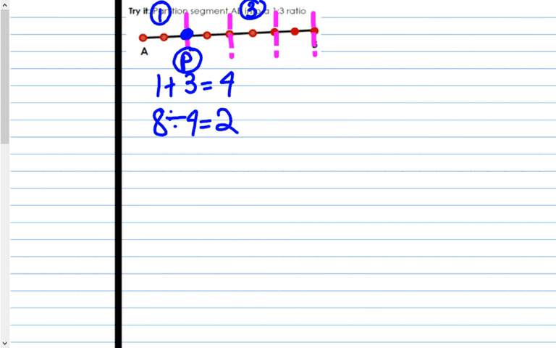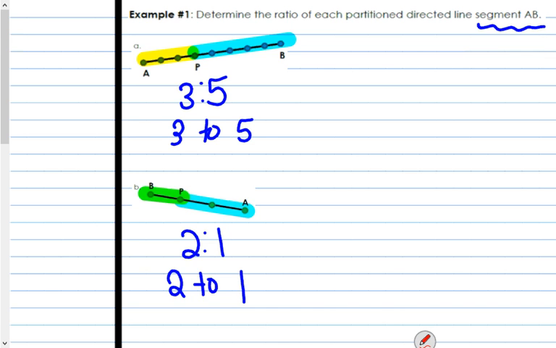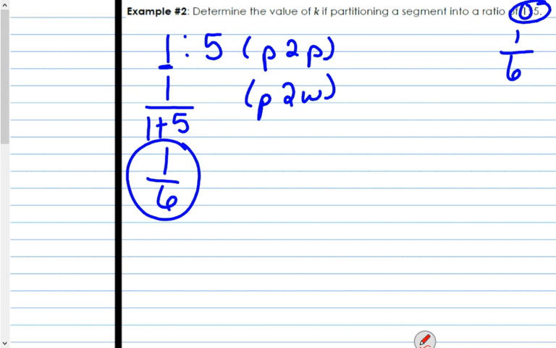As a quick recap, ratio is part to part, whereas scale factor is part to whole. If you're given the ratio, you can find the scale factor, such as here we divided up into a ratio, but here we divided the line into a scale factor. 3 parts over 8, because 3 plus 5 is 8. And then here they gave us a ratio of 1:5, and we wrote the scale factor of 1/6, because 1 plus 5 is 6. And then we did a couple of problems using this information.